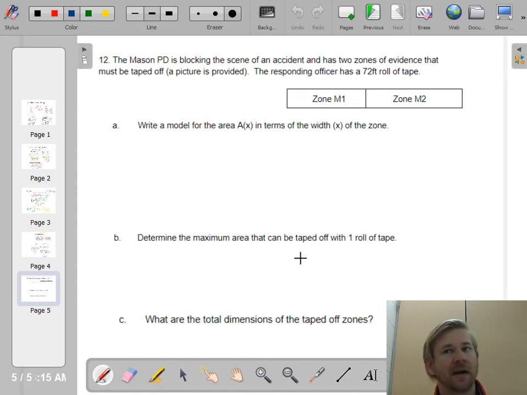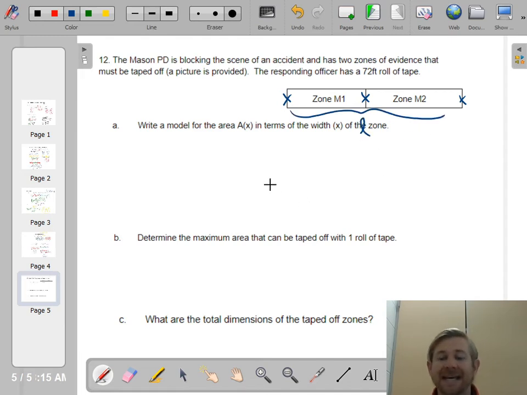Modeling? All right, let's do it. So, it says we got 72 feet of tape, and we're taping off the crime scene something like this. So we'll call this the width. We're going to tape that off this way, this way, and that way. That's the width. And we'll call this L, and there's 2 of those.